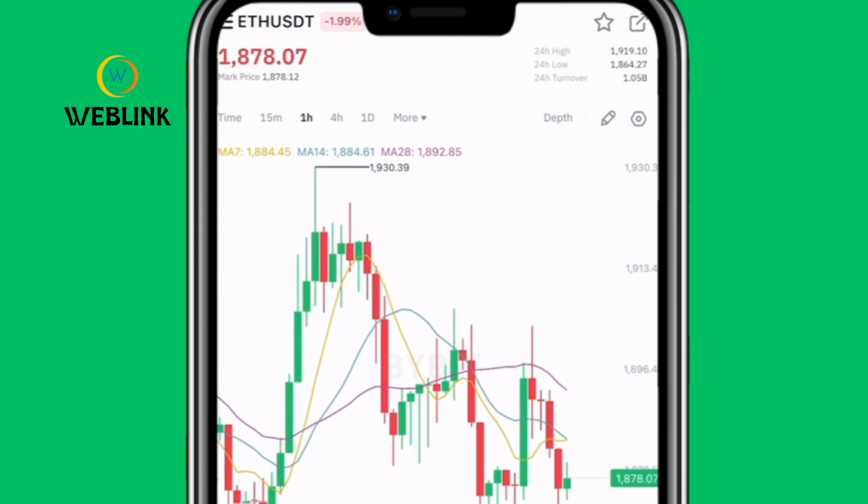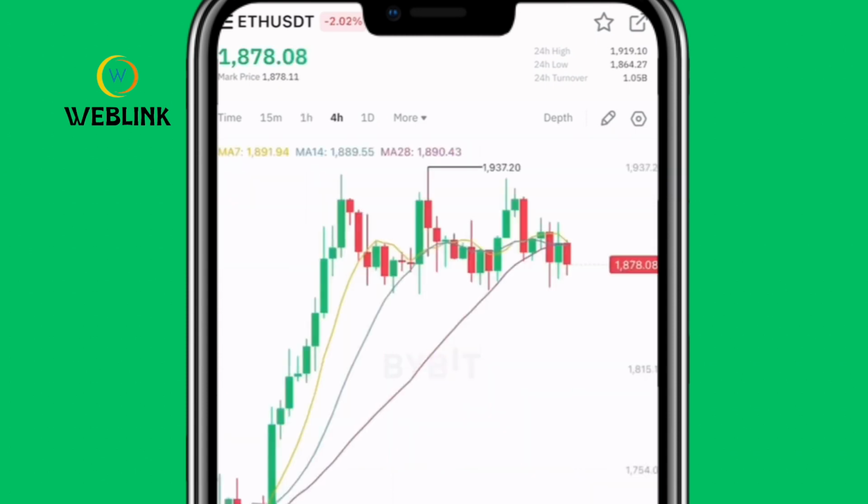That's the meaning. If I change it to, let's say, 4-hour time frame, that means each candlestick is showing me how this crypto has been going up or down every 4 hours. That's the meaning. So depending on whichever time frame you want to pick, you can pick your time frame right there.